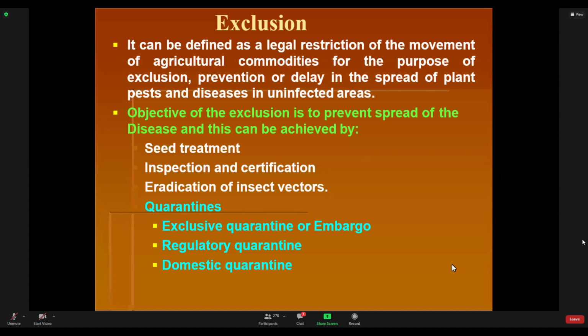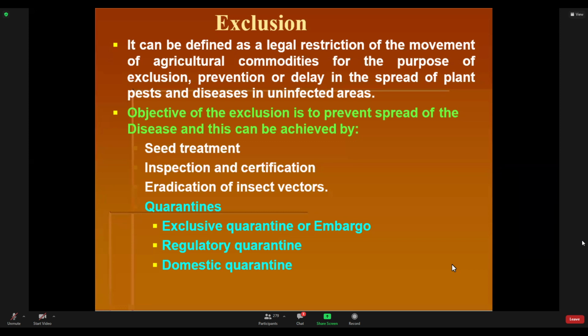We can eradicate the egg mass or other propagating materials of different insect pests in a number of ways, especially by chemicals. Then another method we call quarantine. I already discussed it in the last class. This is the legislative measure. With the help of legal terms, we can restrict the movement of pathogen from the diseased area to the healthy area, from the area where the disease is present to the area where the disease is not present.